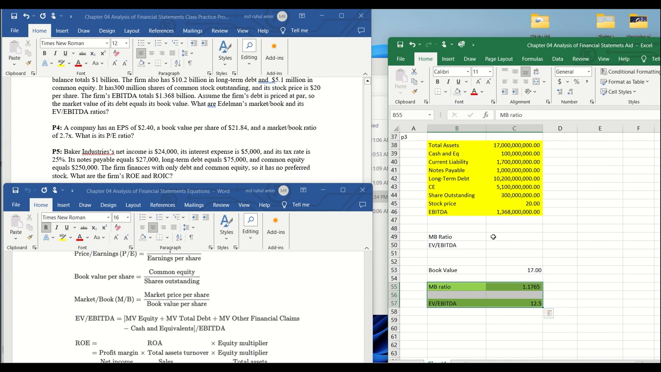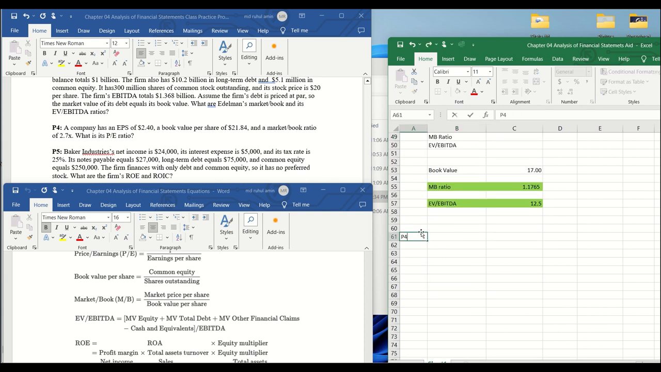Okay, then problem 4. A company has EPS of $2.40. Book value per share is this. Let's get the values. EPS is $2.40. Then book value is 21.84. Then the M/B ratio is 2.7 times. Okay, so these are our values from the problem.